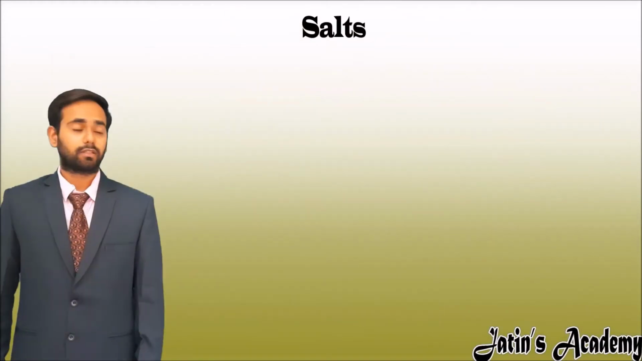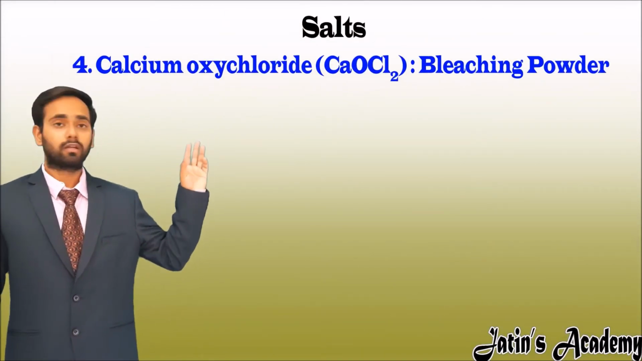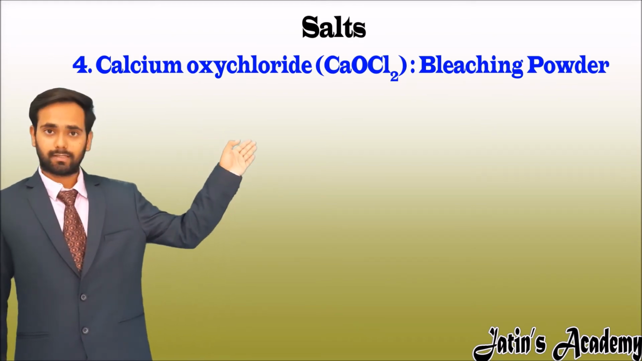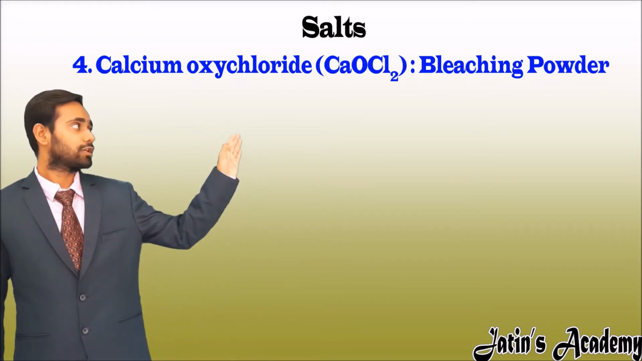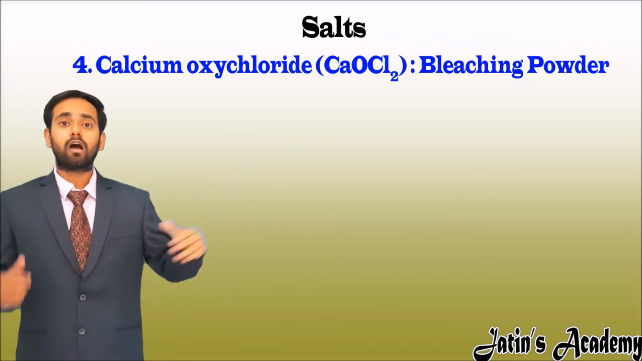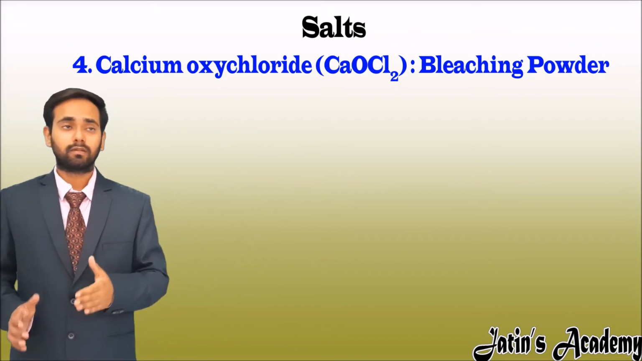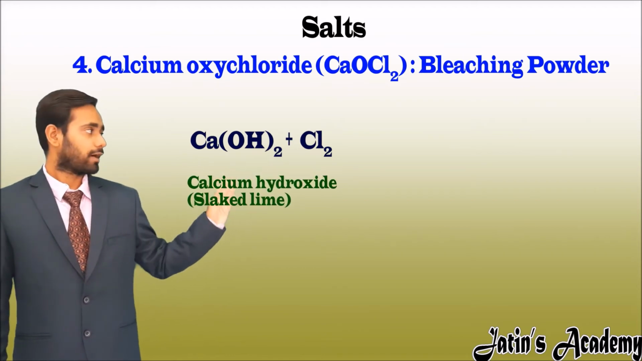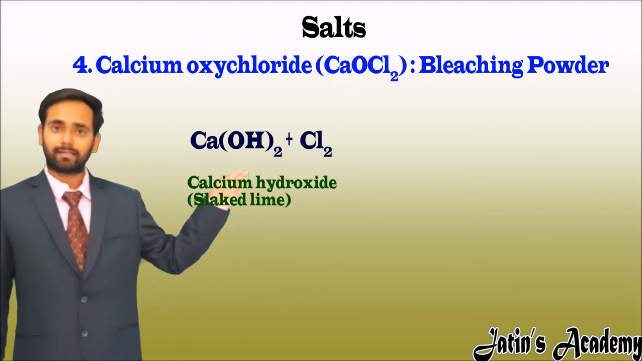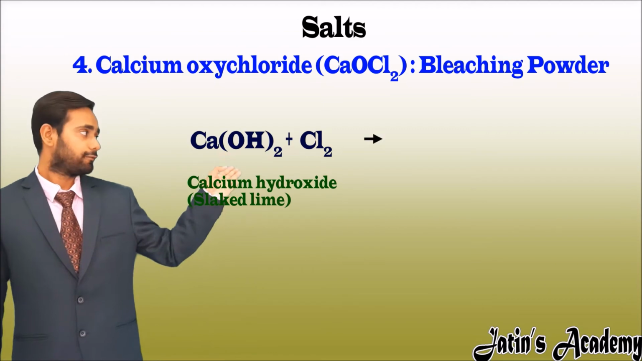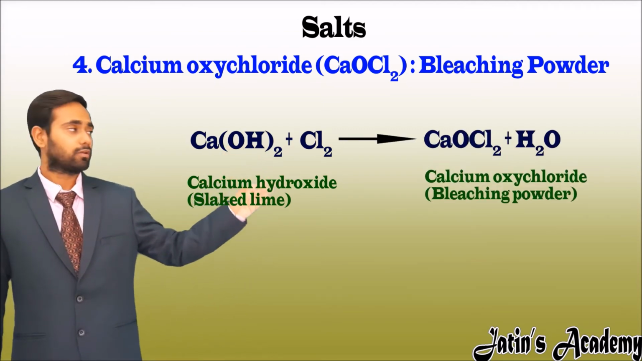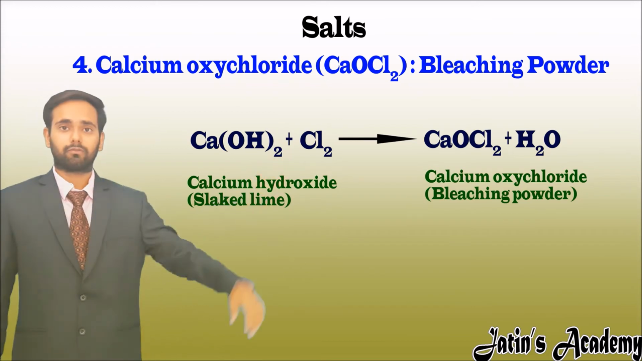Our fourth salt is bleaching powder. The formula is CaOCl2, meaning calcium oxychloride. How is bleaching powder formed? We take slaked lime, that is calcium hydroxide, and chlorine gas is passed through it. We get calcium oxychloride, that is bleaching powder, and a water molecule.